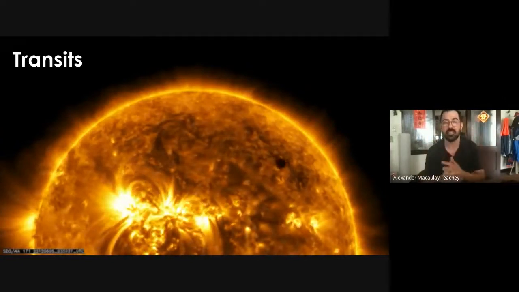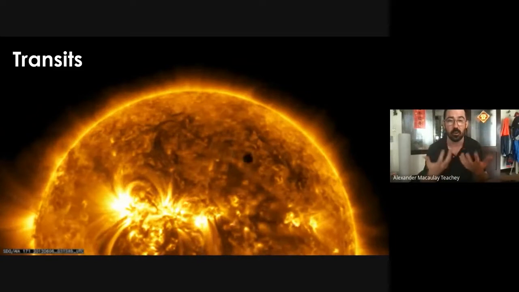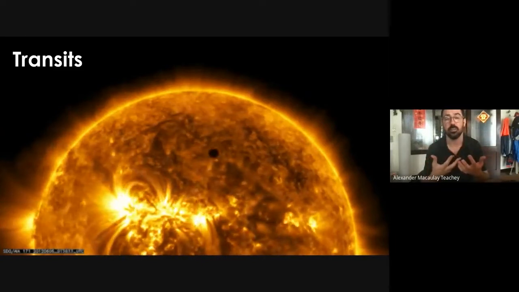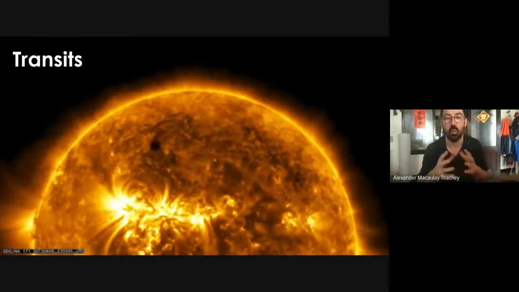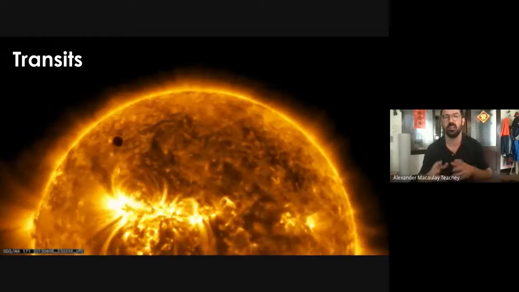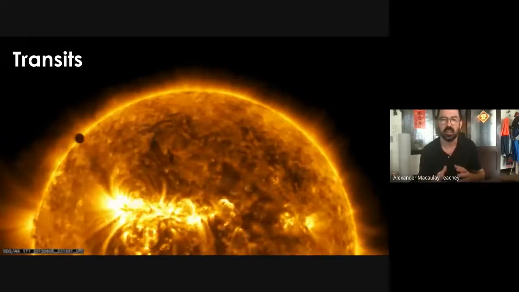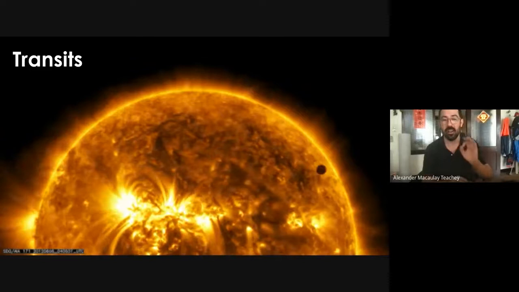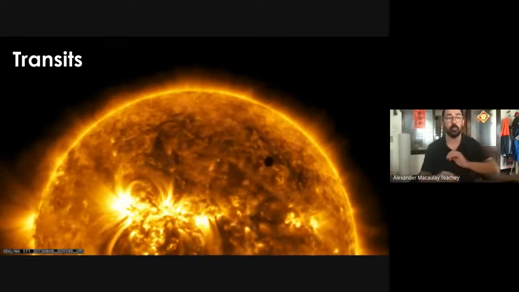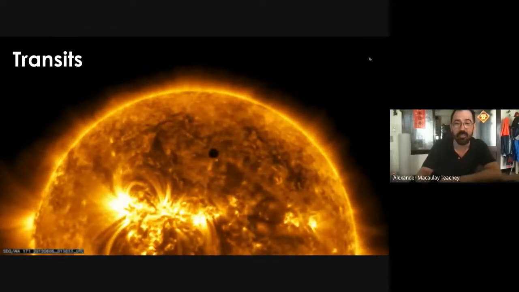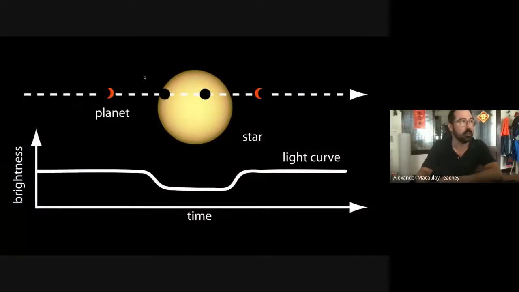The planet passes in front of the star, and blocks out something like 1% or 1/10 of 1% or 100th of 1% of the starlight. Very little amount of light that's being blocked out, but we can measure it, and we have. This has been hugely successful. So this is what it looks like.